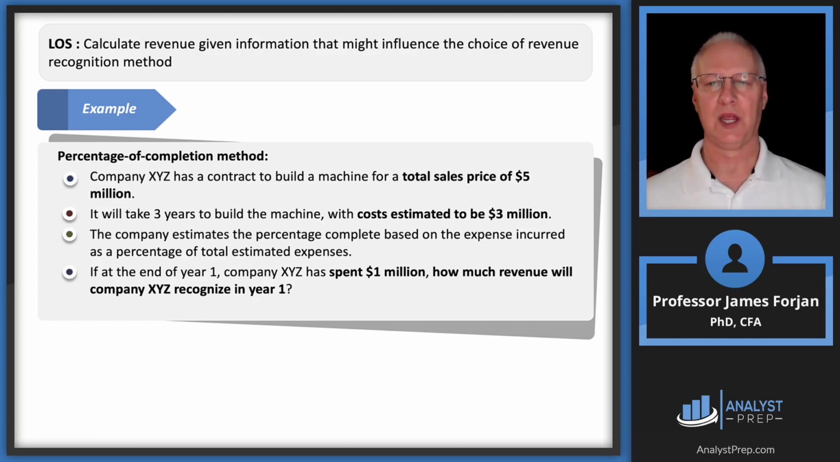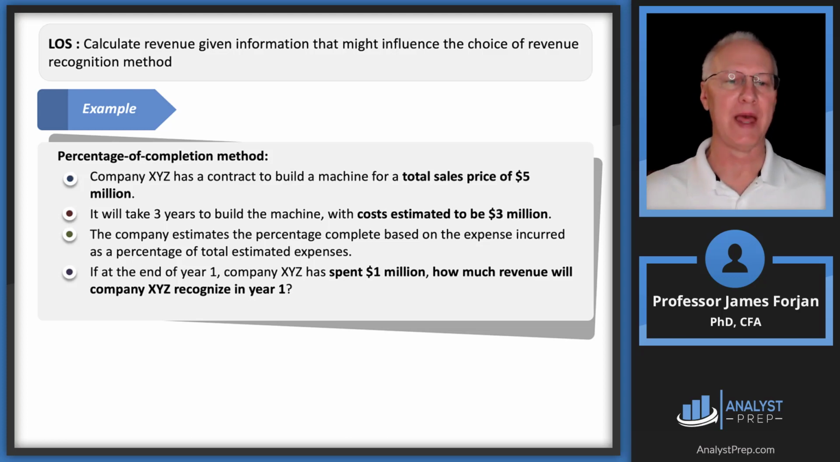So here we go. Build a machine for $5 million. It's going to take 3 years to build the machine. Cost estimated to be $3 million. All right, so this company XYZ is going to get $5 million over 3 years and incur $3 million worth of expenses. And so think about the choices that we have. Suppose we were using Jim's method of recognizing revenue. And so as soon as I got that $5 million, I recognized it as revenue. And then I didn't recognize that expense until year 3 or maybe year 4. Or hey, if it's Jim's method, maybe year 10.